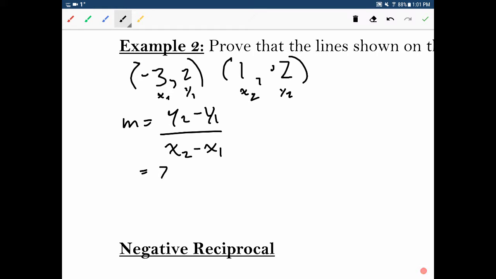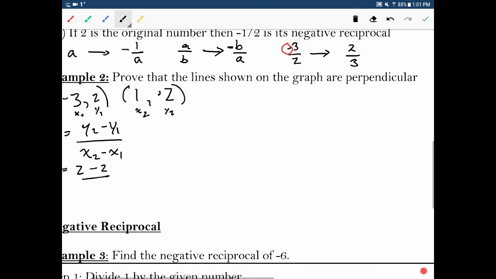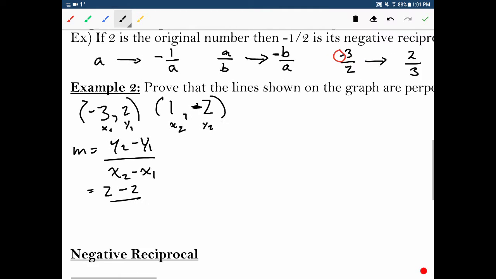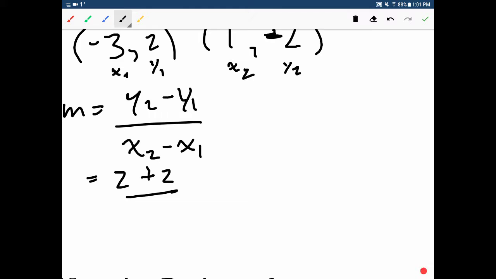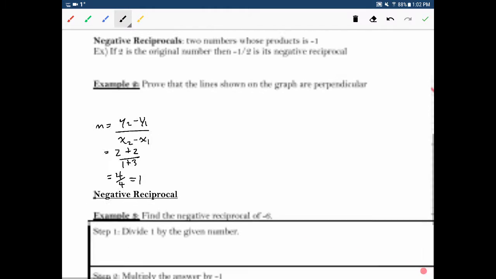Okay, so we have 2 minus 2 over, that can't be right. That won't work. Oh, it was negative 2 here. Oh, that's a negative there. That's why I got confused. Okay, so that changes it to 2 plus 2 because it was negative. And then we have 1 minus negative 3 will be plus 3. So we get 4 over 4, which is just equal to 1.